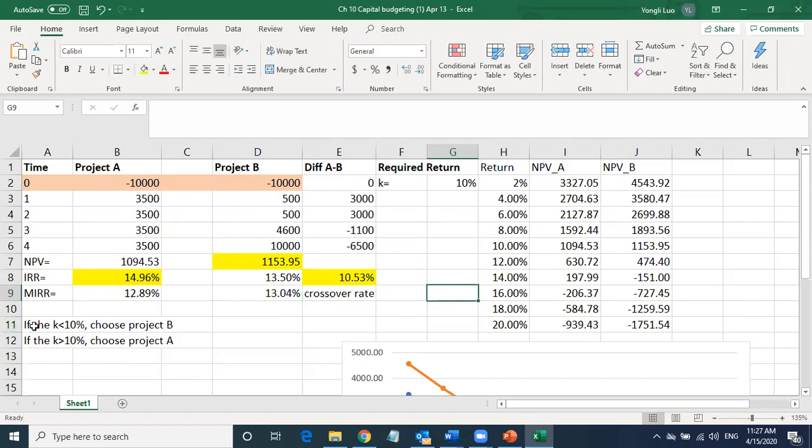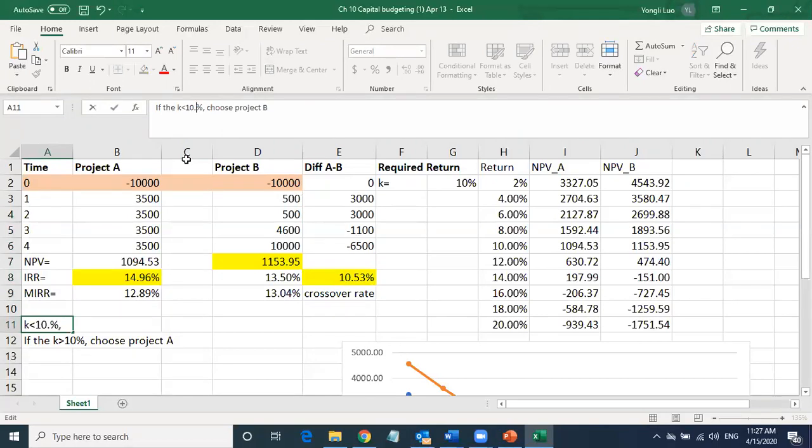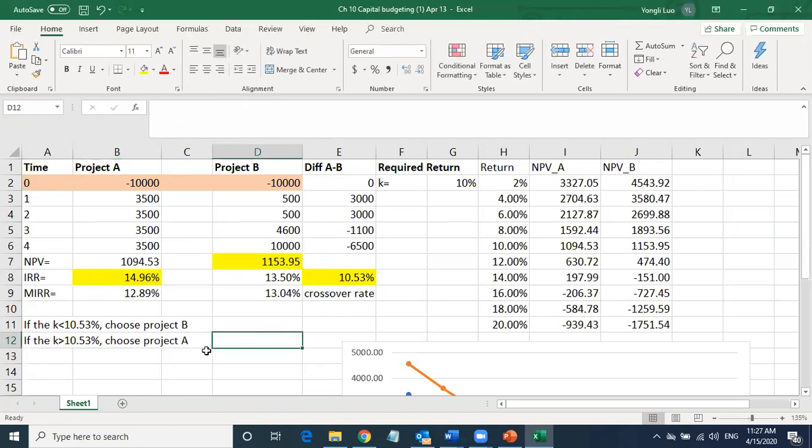So basically this is going to be more accurate. If the required rate of return is less than 10.53%, we choose project B. And if the required rate of return is greater than 10.53%, you choose project A. Okay. Any questions?